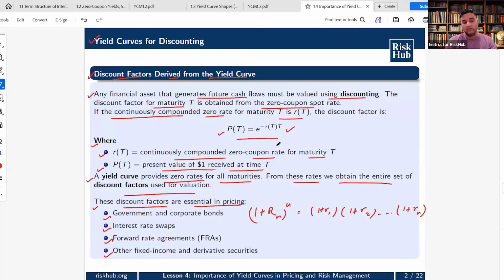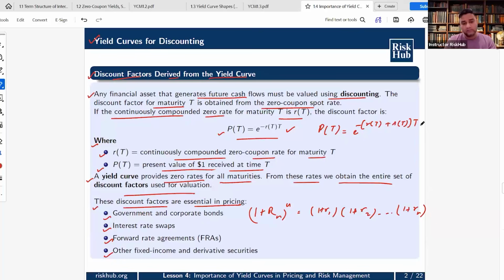A corporate bond cash flow is not default free. For a corporate bond, the discount factor needs a spread added, where S(T) is the credit spread for that issuer and maturity. So P(T) equals exponential raised to the power of minus the quantity R(T) plus S(T), times T.